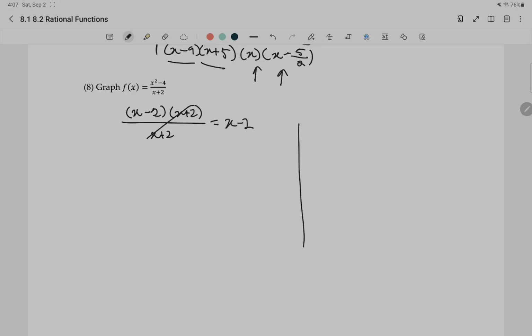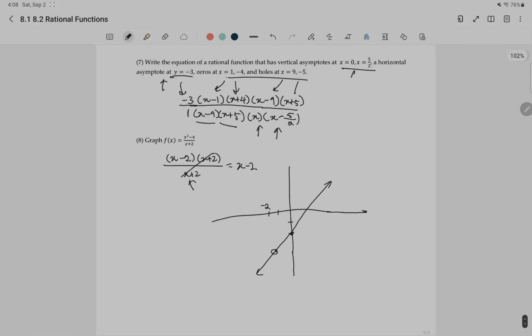All right, so let's just draw it. And let's see. All right, 1, 2, right here. And there we go, we're done, right? Well, actually not, because remember, we have this hole at negative 2, so 1, 2, negative 2, and hole. Now we're done. So that would be a complete graph as well.